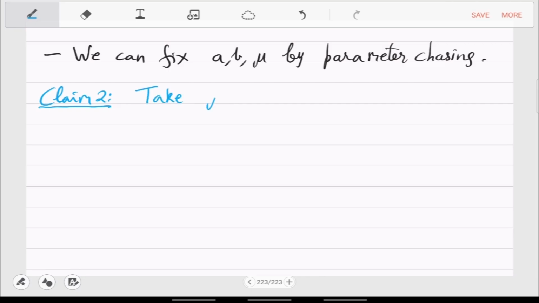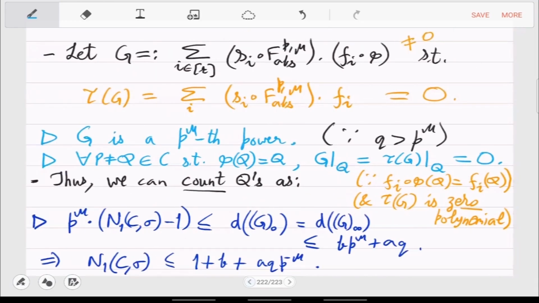So take mu to be alpha by 2, which basically means that whenever you see p raised to mu, it's actually square root q. Okay, q was p raised to alpha. So p raised to mu is basically square root of q. So what that will give you is a big saving.